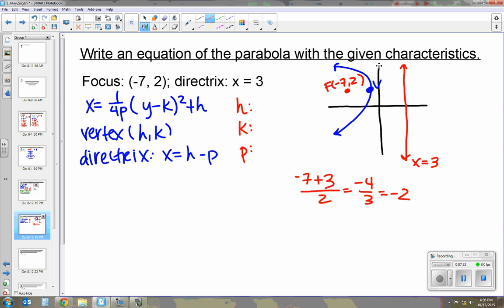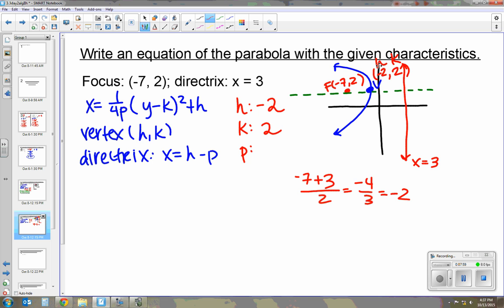So the vertex is going to be at negative 2, and you know that the vertex and the focus both go through the axis of symmetry, and the axis of symmetry is y equals 2, the y value of the focus, so the y value of my vertex is also going to be 2. So this is my h and my k. My h is negative 2, my k is 2.